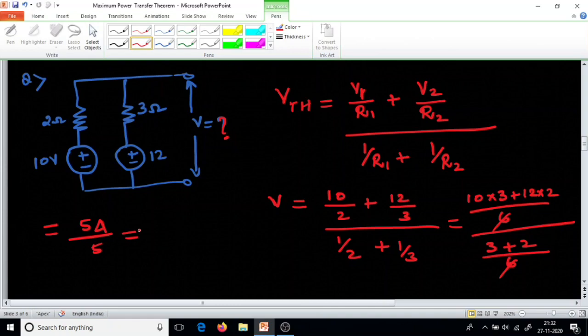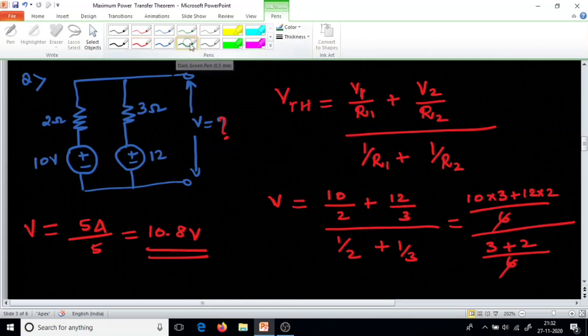Fifty-four by five we will get here. So what is 54 by 5? 54 divided by 5 comes to 10.8 volt. So 10.8 volt is the voltage V. Okay, V equal to 10.8 volt.